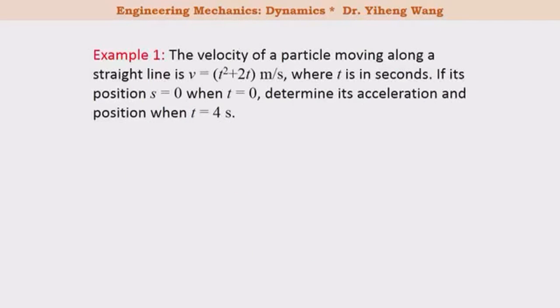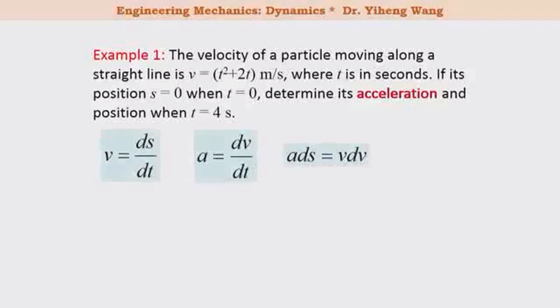Some problems are quite straightforward, like this one. The particle's velocity is given as a function of time. Initial position is 0. And we need to determine its acceleration and position at a time t equals 4 seconds. Let's look at the first part, the acceleration. We have three basic kinematic equations to choose from. Our given information is that velocity is given as a function of time and we need to find acceleration.